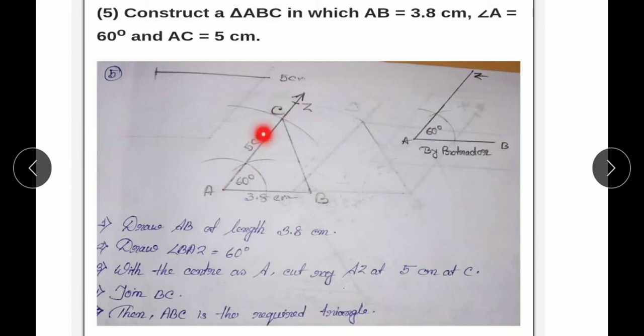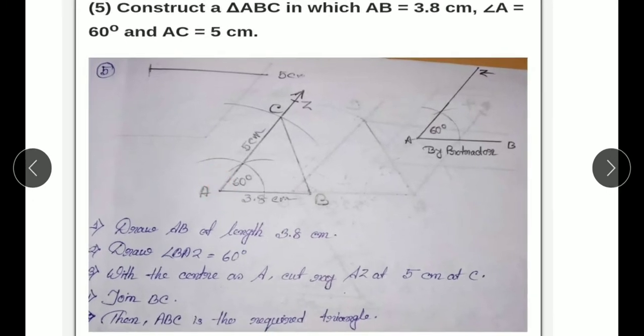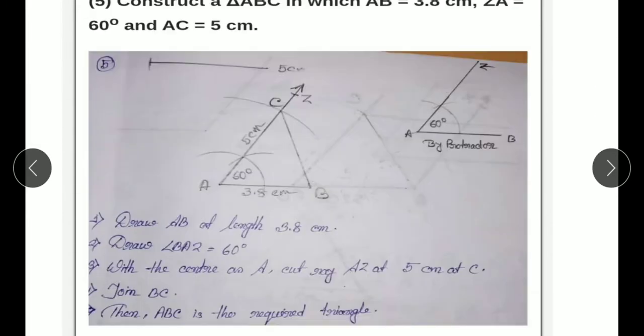This should be the length of 5 centimeter. AC length is given here as 5 centimeter. So with the help of compass and ruler, take a length of 5 centimeter and cut AZ at C. Now join BC. Then ABC is the required triangle.